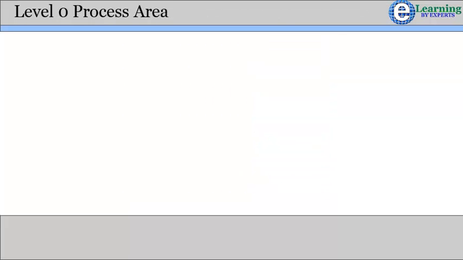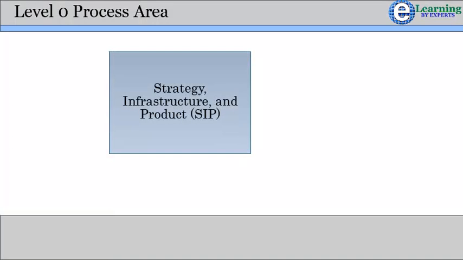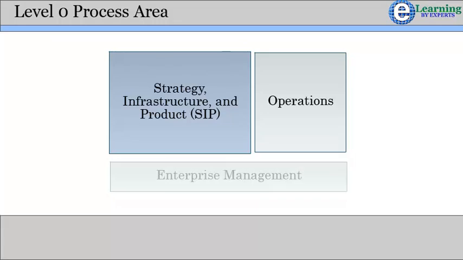Business Process Framework can be viewed as having the following 3 major process areas: strategy, infrastructure, and product, SIP, covering planning and lifecycle management; operations, covering the core of day-to-day operational management; enterprise management, covering corporate or business support management.